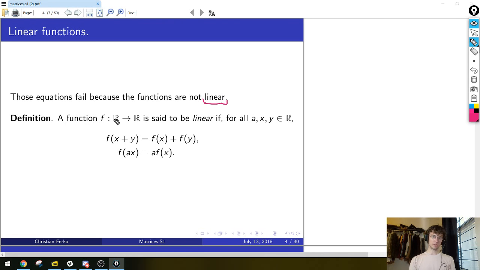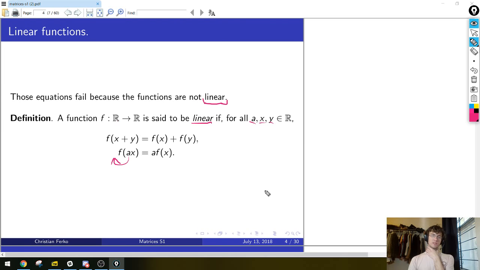If you have a real valued function, f from R to R, so it takes in a real number and spits out a real number, we will say that function is linear if for any a, x, and y, all real numbers, you can take f of the sum x plus y and distribute the f across the sum. So that's the same as f of x plus f of y. And if you have f applied to a product, a times x, you can pull out the a, so that f of a times x is the same as a times f of x. So if those two things are always true, we'll say the function is linear.